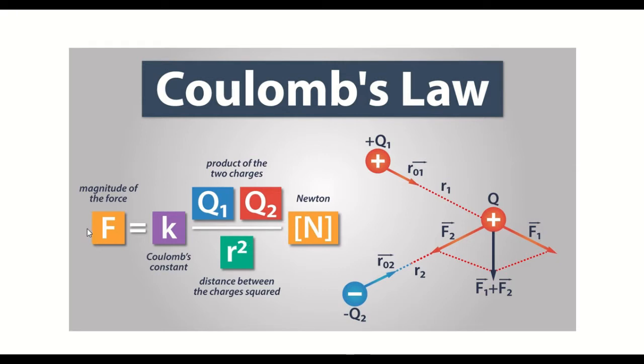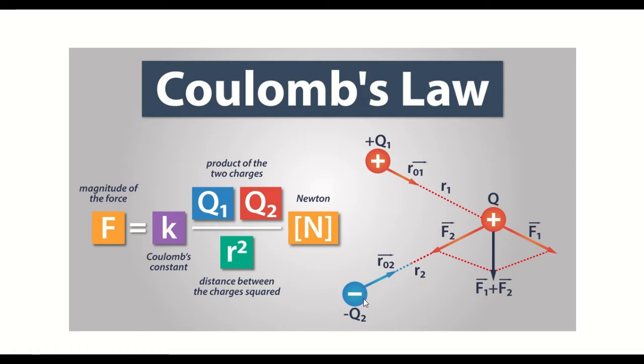F is the magnitude of the force, K is the Coulomb constant. Now what are Q1 and Q2? These are two separate charges. This is plus Q1 and this is minus Q2, so this is a positive charge and this is a negative charge. Now Q is another charge. This is a positive charge, so that's why some repulsion happens. A repulsive force acts between them.